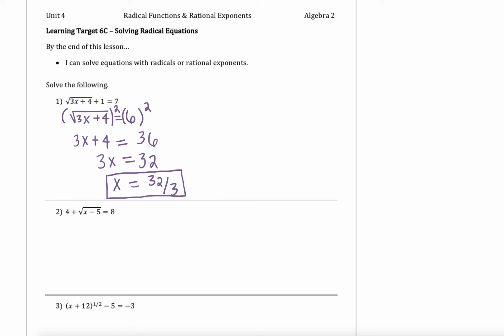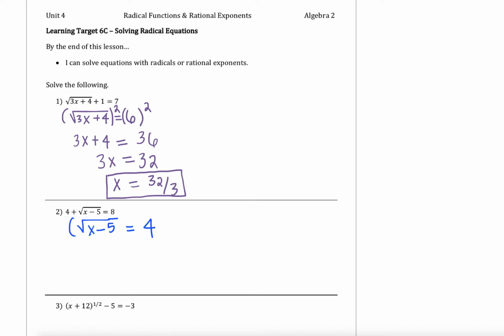In example 2, we have 4 plus the square root of x minus 5 equals 8. What do you think our first step is going to be to solve example 2? Our first goal is to get that square root by itself, so I need to subtract 4 to the other side. So we get the square root of x minus 5 equals 4, since 8 minus 4 gives us 4. Now from here, what could I do to get rid of that square root?